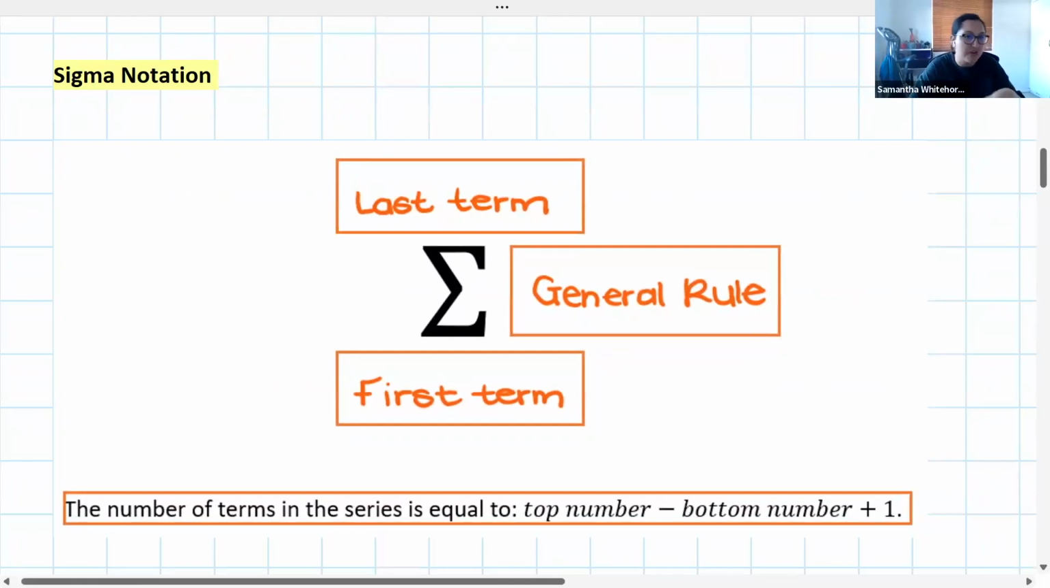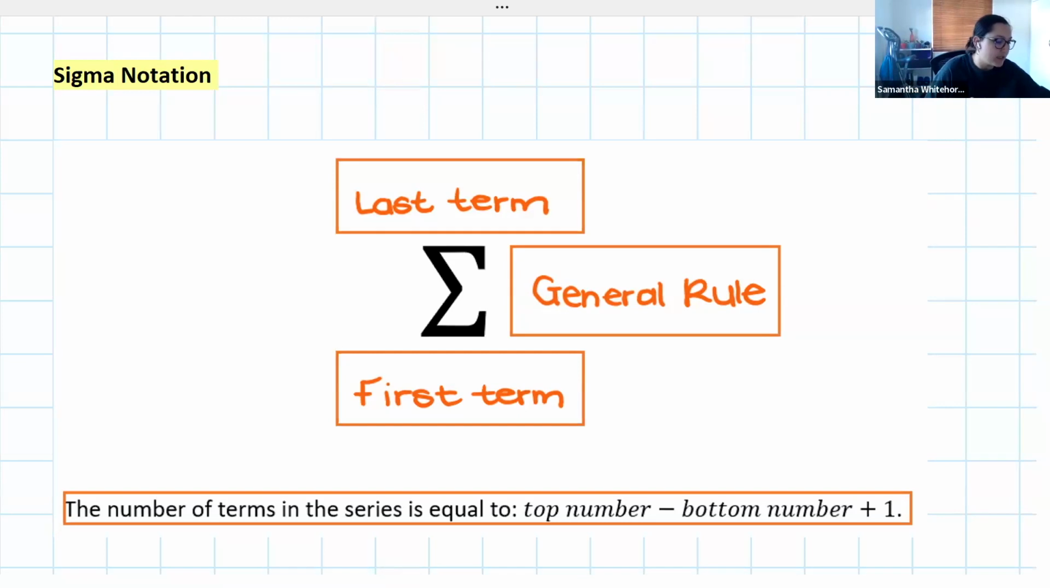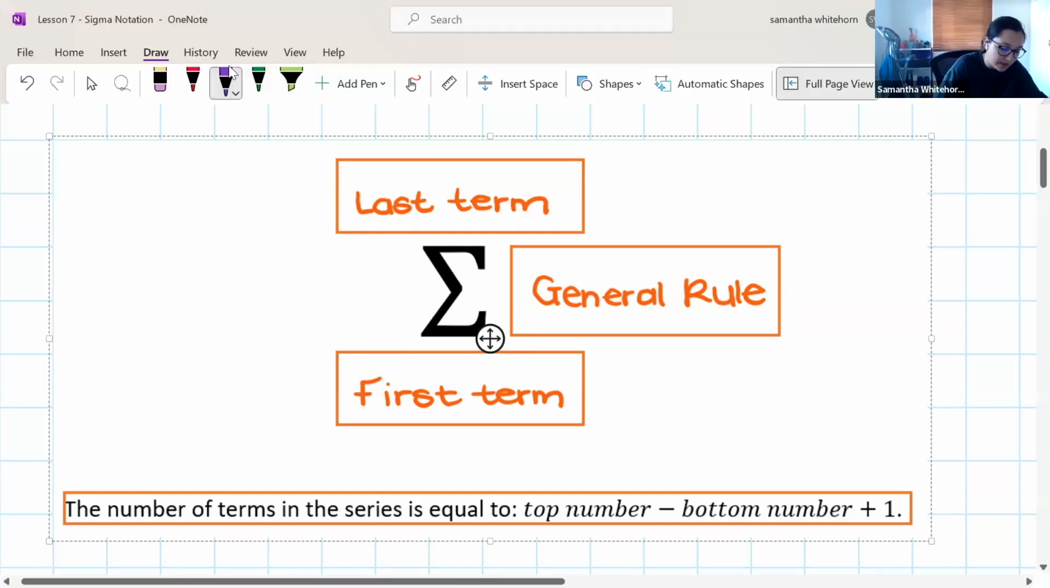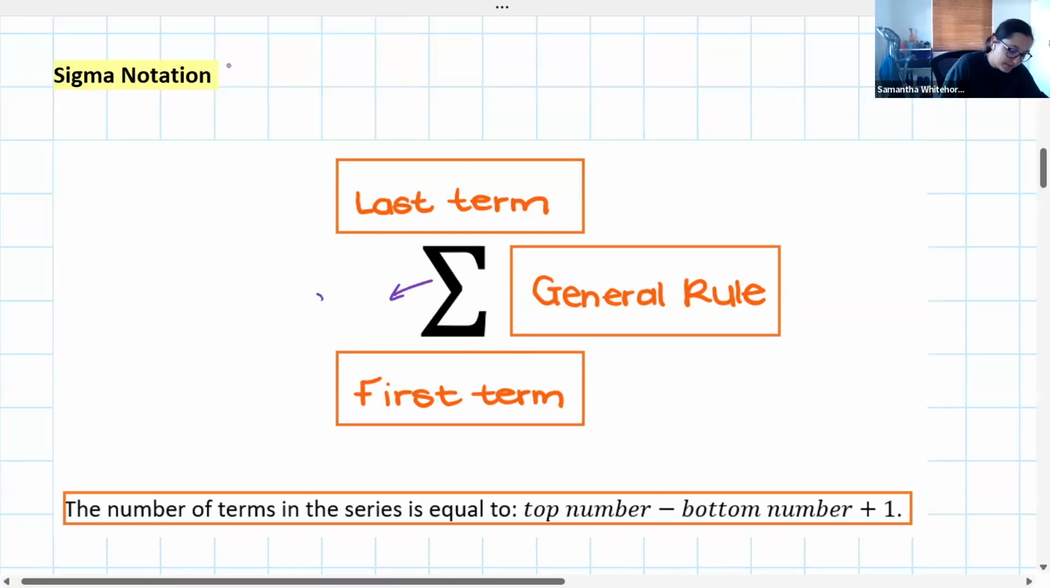This funny looking E thing, right? Some of you may have seen this in data handling before, in your statistics section, but we actually use sigma notation in our sequences and series. So when you are looking at sigma, this thing over here is sigma. Sigma actually means the sum of.